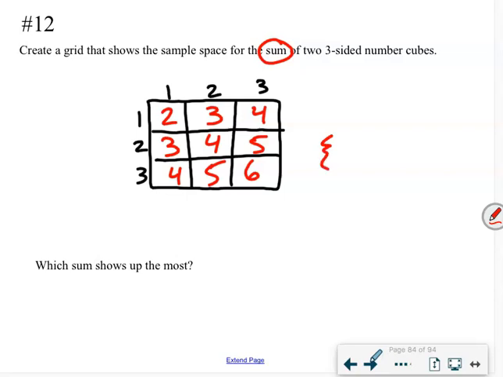Here's the sample space then. Every number between 2 and 6 is possible. We can't get a 1, we can't get a 7. Which sum shows up the most? Well, that would be 4. There are 3 different ways to get a 4.